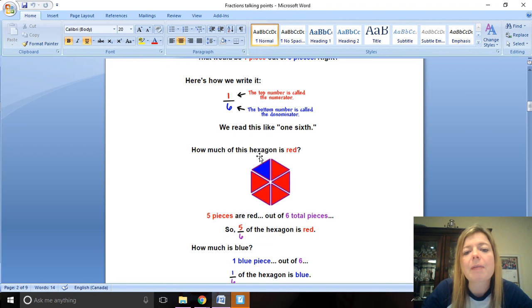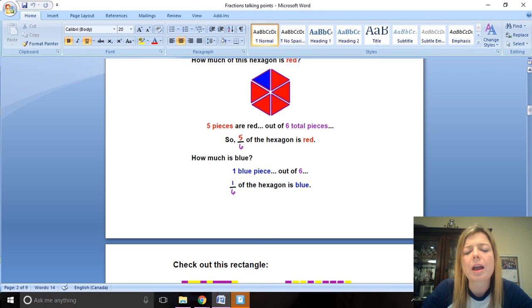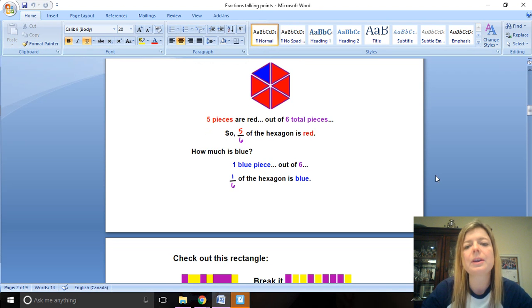Now, what if I asked you how much of this hexagon is red? Well, 1, 2, 3, 4, 5 pieces are red out of 6 total pieces. So we'd say 5 out of 6 are red. So 1 blue piece out of 6, 1/6 of the hexagon is blue, and 5/6 is red.